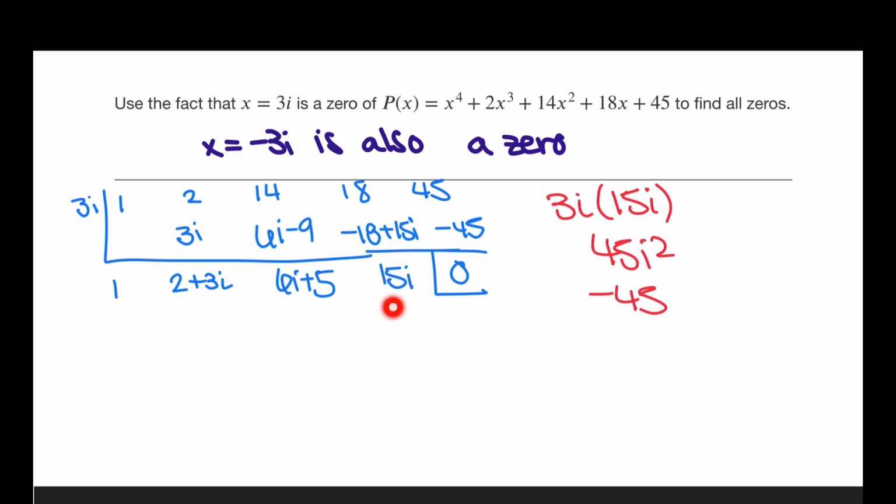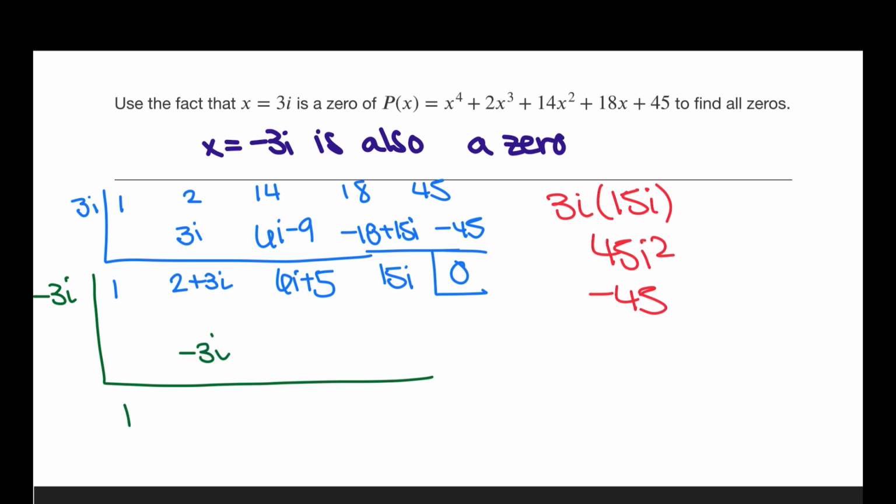Now, our answer is actually really ugly, but we also know that x equals negative 3i is a 0. We know these complex zeros come in conjugate pairs. So I'm going to take my result, which is really ugly, and I'm going to divide again. This time, I'm dividing by x plus 3i. So I'm going to write the negative 3i outside of my box. And when I do this division, because I took the conjugate, things should simplify down really nicely.